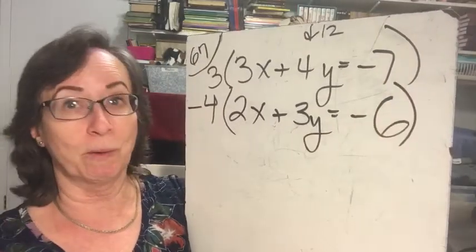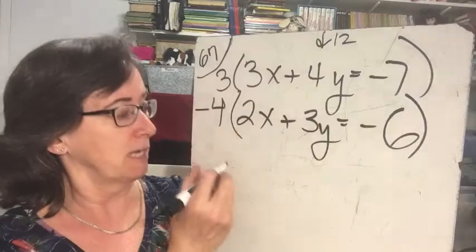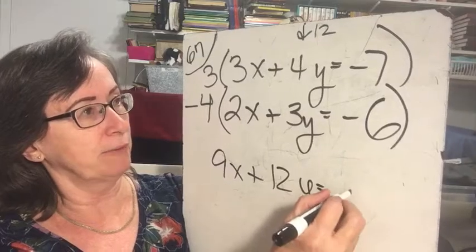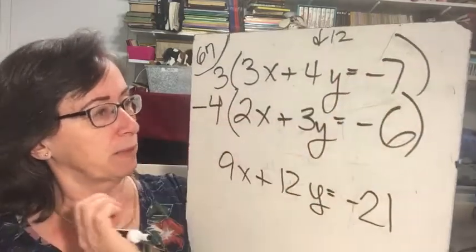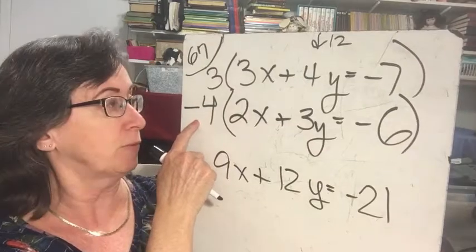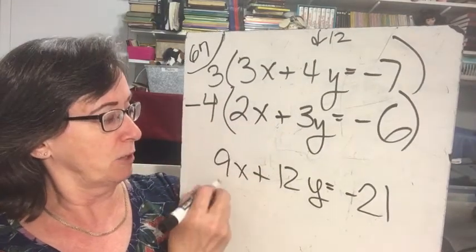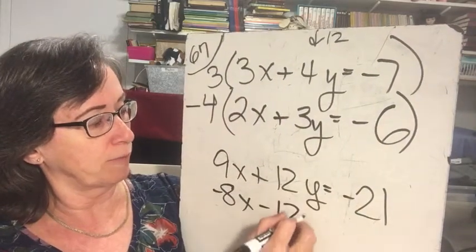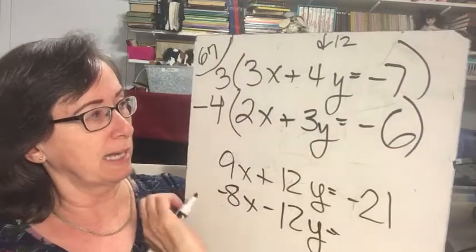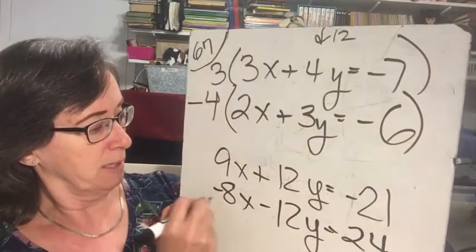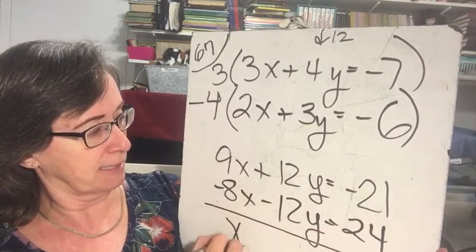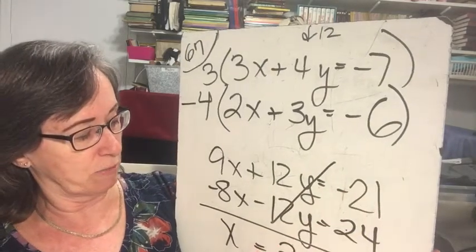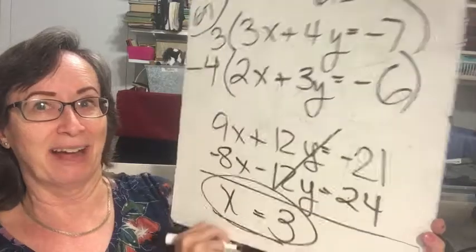Okay, so now that we know what we're going to do, we're going to have 9x plus 12y equals negative 21, just multiplying the 3 all the way across. And now we're going to multiply the negative 4 all the way across. So negative 4 times a 2x is a negative 8x. Negative 4 times a 3y is a negative 12y. Negative 4 times a negative 6 is a positive 24. And when I add, this goes to x. This cancels. And 24, take away 21 is 3. X is 3. Wow, that one was pretty easy.